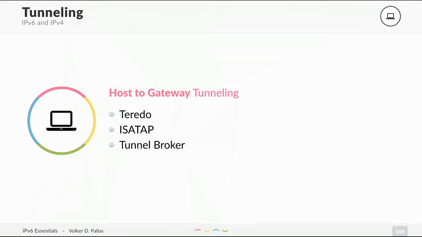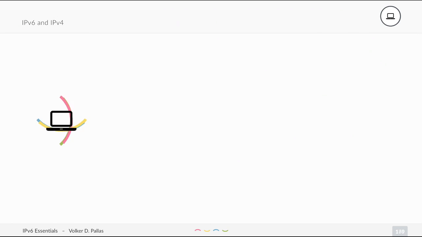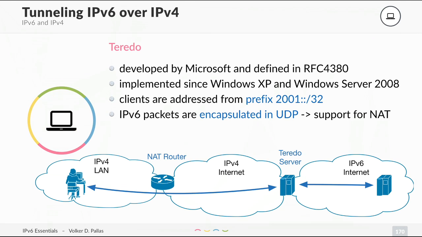The next type is host to gateway tunneling. This is for networks that don't have IPv6 connectivity but have hosts which need IPv6 connectivity. There are three main types: Teredo, ISATAP, and Tunnel Broker. Let's start with Teredo. This was developed by Microsoft and is defined in RFC 4380. It is implemented since Windows XP and Windows Server 2008.